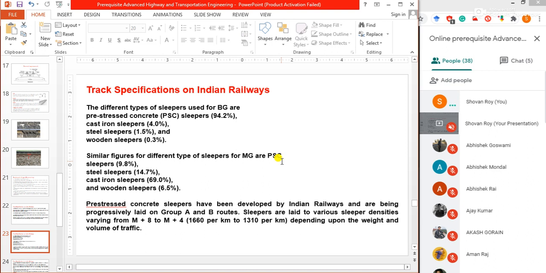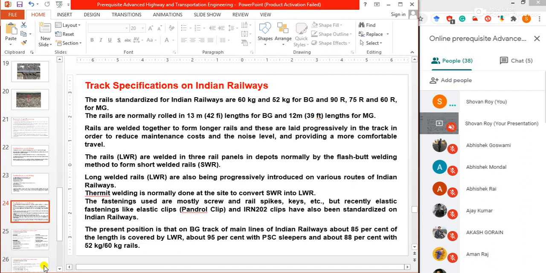Not only sleepers, the rails standardized for Indian Railways are 60 kg and 52 kg for broad gauge, and 90R, 75R and 60R for meter gauge. Acha, the weight of a single rail for broad gauge: two specifications are there, one is 60 kg and another is 52 kg. And for meter gauge, the specification changes to 90R, 75R and 60R.